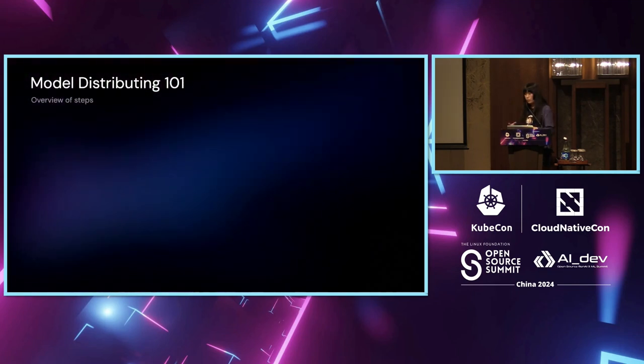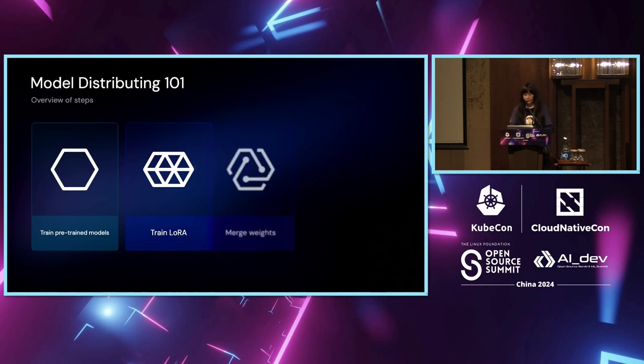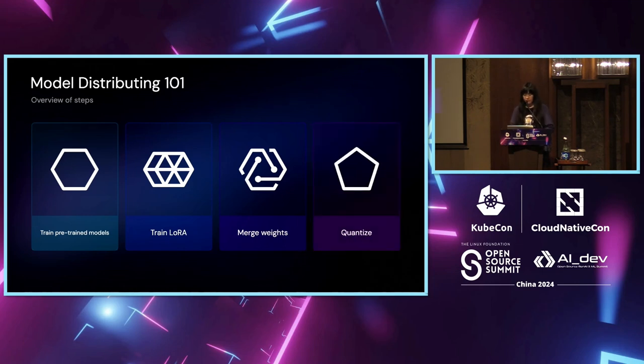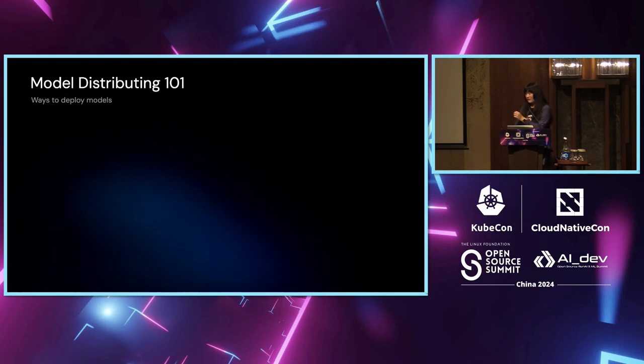Then let's talk about how to deploy. When we have the vectors, we get a binary file. When we distribute it, there are so many steps. First one is training, obviously. Or maybe perhaps you want to get some LoRA. When you have the LoRAs, you will need to patch them and merge the weights for running performance, or to make it run on lower-end devices, you will need to quantize them. Sure, those are the steps.